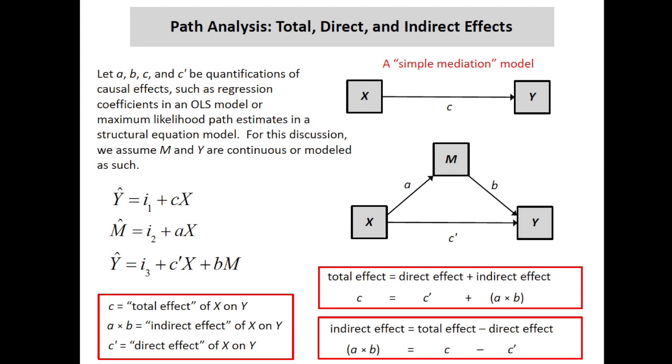Let's do the same thing for M. Regress M on X, and you get a regression coefficient A, which estimates how much two cases that differ by a unit on X are estimated to differ on M. That's the second equation. Then the third equation, we're going to estimate Y from both X and M.